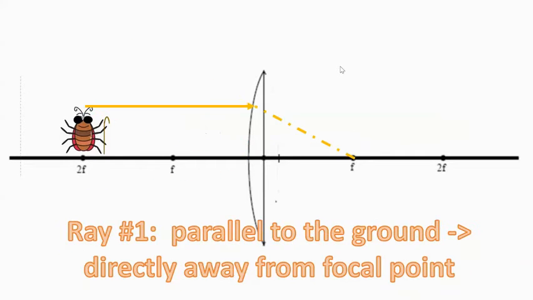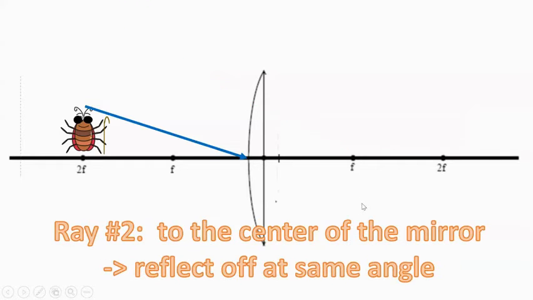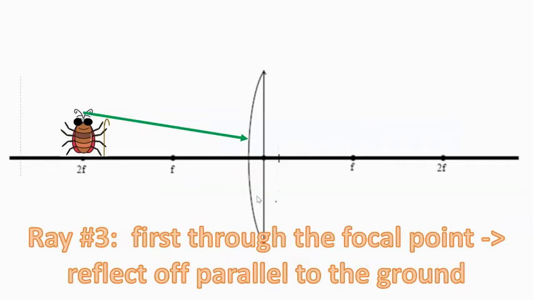So just to summarize those. The first one starts parallel, bounces away from the focal point on the other side of the mirror. The second one lands on the very center of the mirror, the part that is vertical, and it bounces off in the same direction that it came in. All right. So the third ray will leave and head towards the focal point on the other side of the mirror, but it'll never make it because the mirror is there and it bounces off parallel.